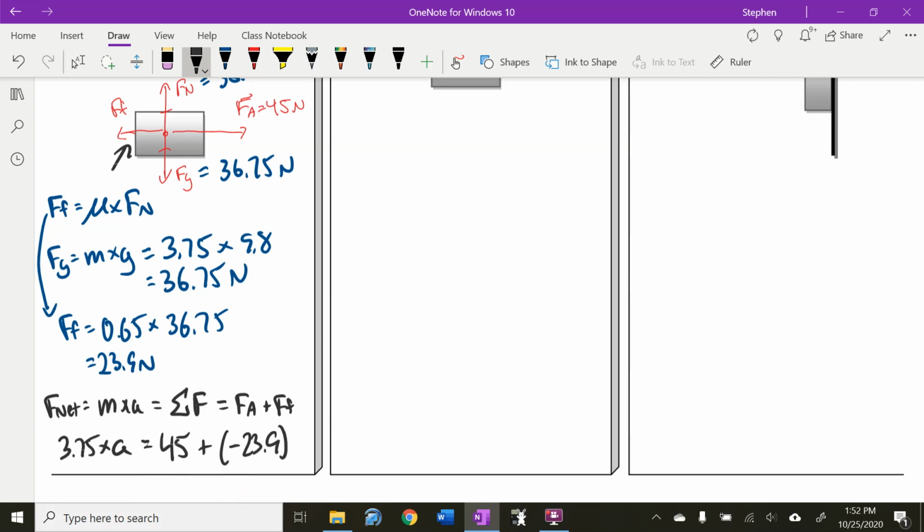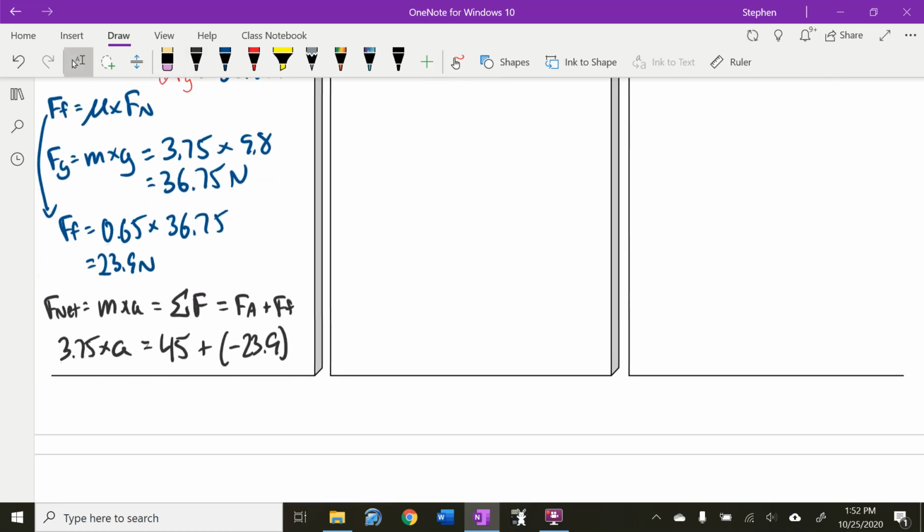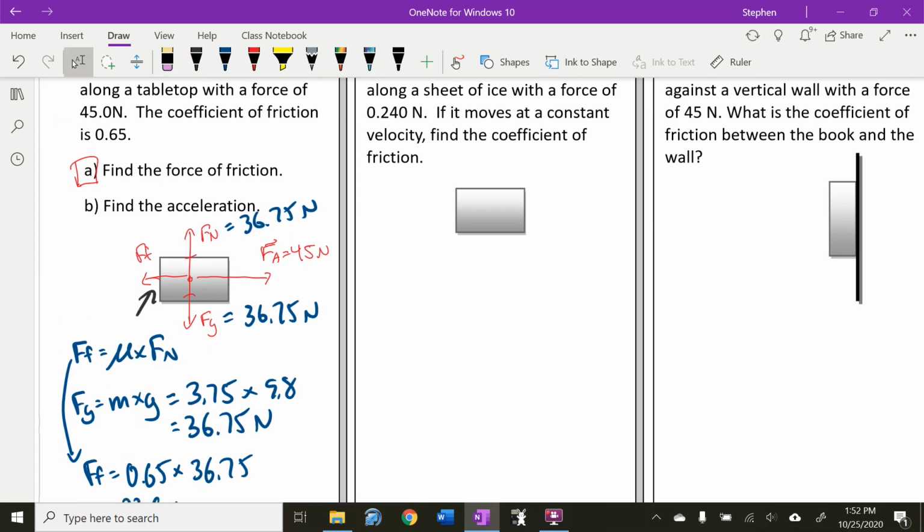So our mass times acceleration equals our total force here. So if we add 45 and negative 23.9, we're going to have 3.75 times a equals 21.1 newtons. And again, we're just doing some algebra now. So 3.75 divided by 3.75 on both sides, and we have our acceleration of 5.6. So a equals 5.6 meters per second squared. And then up here we had our other answer, F equals 23.9.